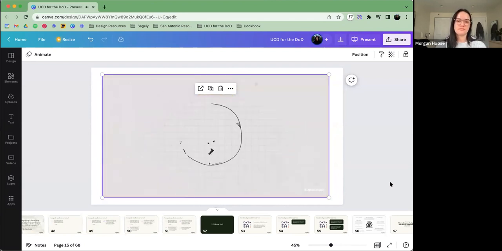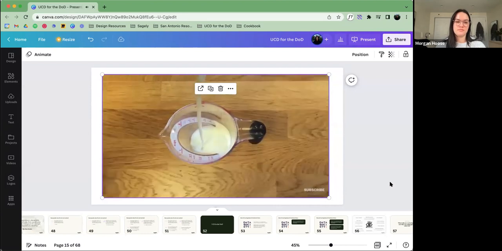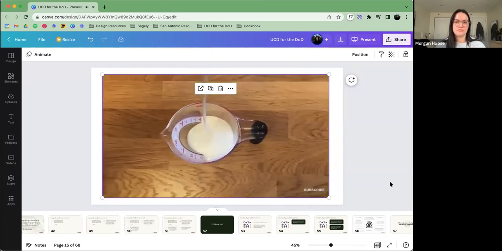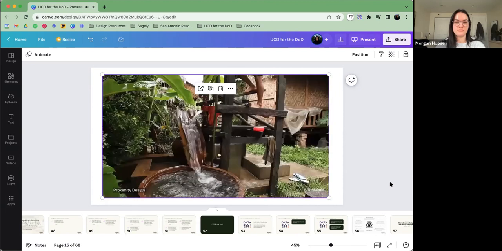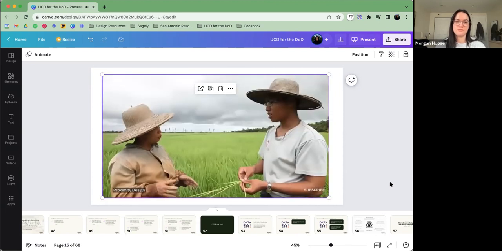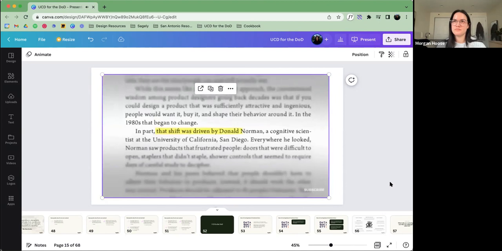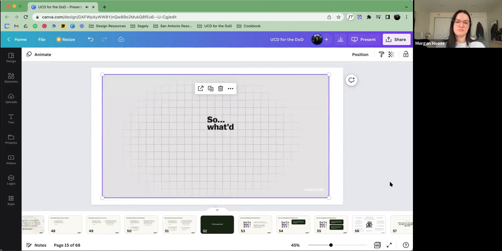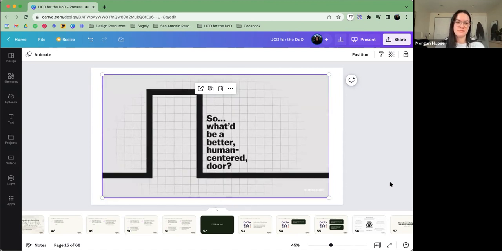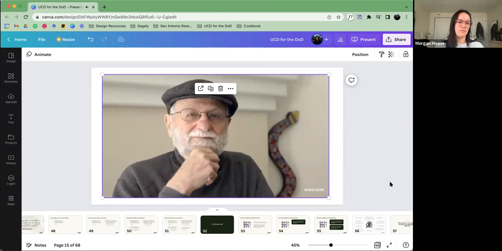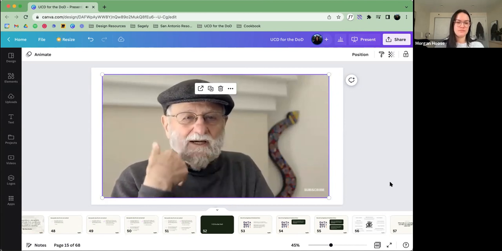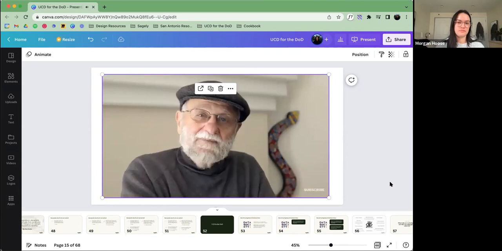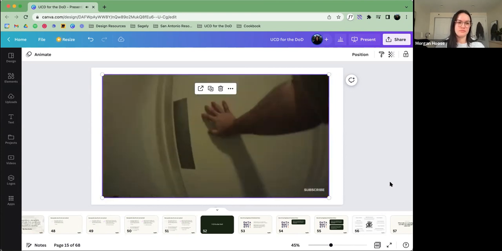And this process has spread all over the world. And it turns out it's improving lives. From better everyday things like the ones that Don wrote about, to using the same process to solve huge problems in public health in developing countries, water, sanitation, farming, lots more. So what would be a better human-centered door? An ideal door is one that as I walk up to it and walk through it, I'm not even aware that I had opened the door and shut it.